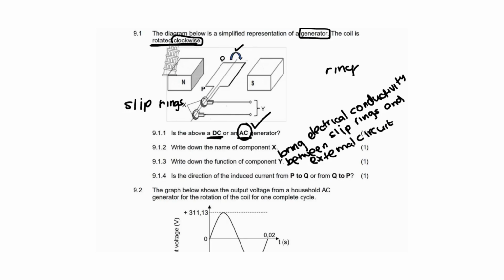Okay, and then question 9.1.4 is the direction of the induced current from P to Q or Q to P. So our side of interest is this side there, PQ or QP. They want to know the direction of current. So I'm just going to explain it. Okay, it's fine guys, you can pause the video and determine the direction.